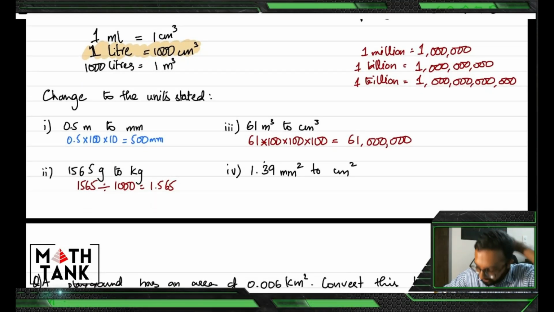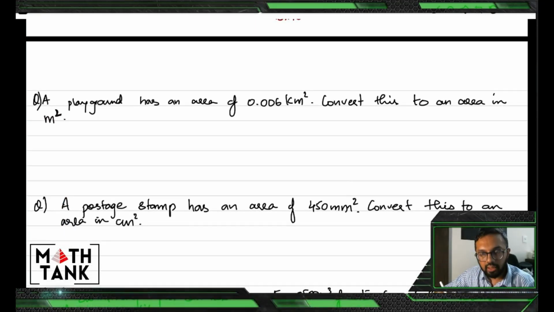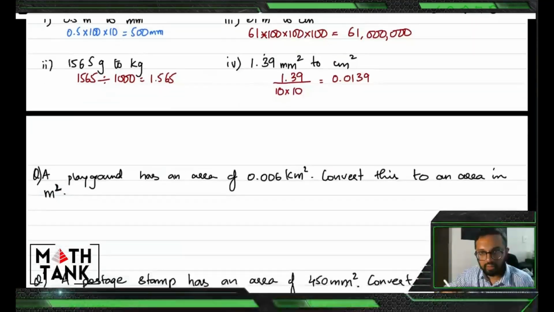1.39 millimeter square to centimeter square. Now I know that if I'm going from millimeter to centimeter, I will have to divide, because millimeter is a smaller unit. How many times do I divide? I divide it by 10 twice, because 1 centimeter is 10 millimeters. So 0.0139.